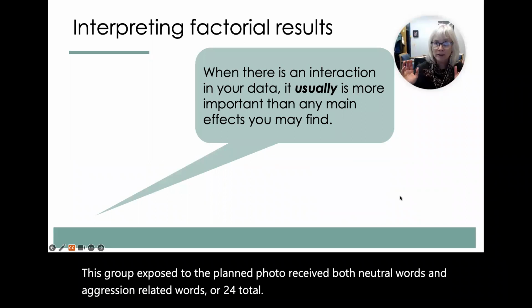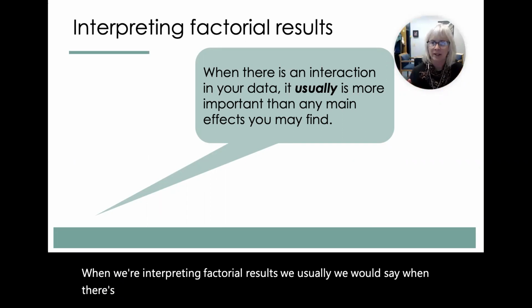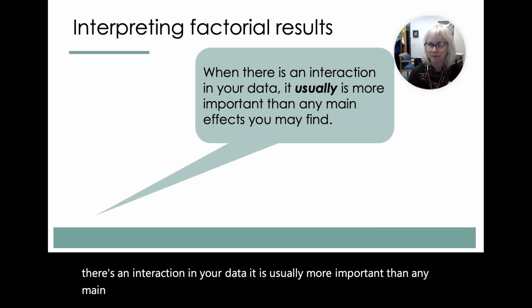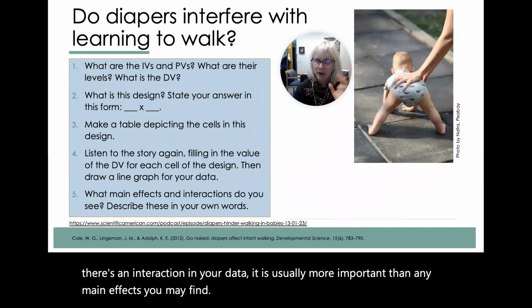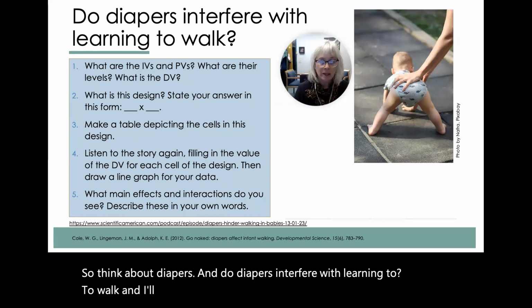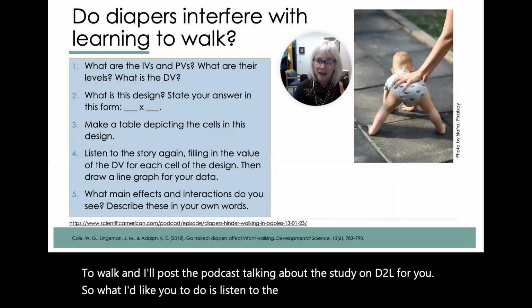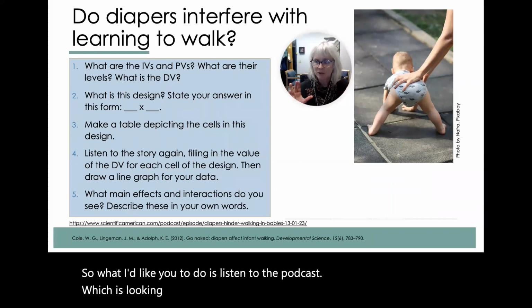Now, when we're interpreting factorial results, we would say when there's an interaction in your data, it is usually more important than any main effects you may find. So think about diapers. Do diapers interfere with learning to walk? I'll post the podcast talking about the study on D2L for you. So what I'd like you to do is listen to the podcast, which is looking at under what conditions babies learn to walk best.